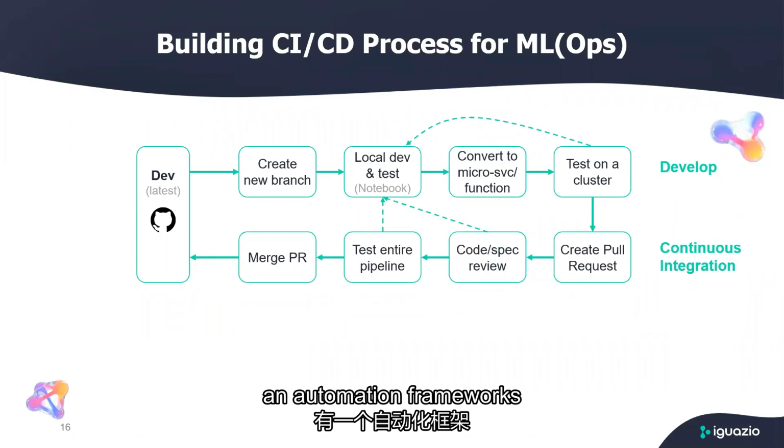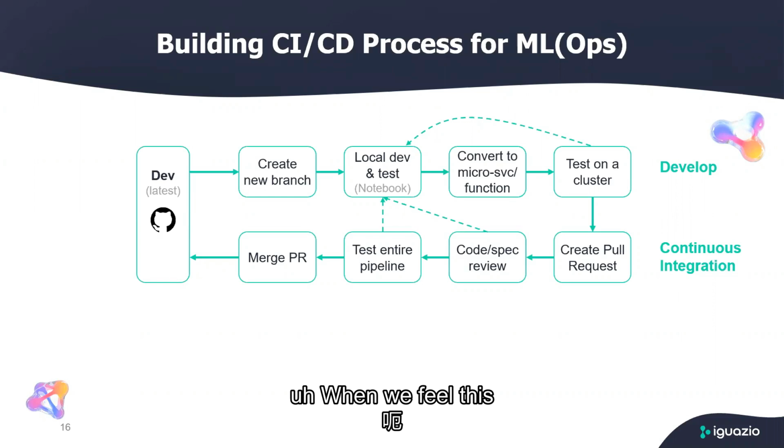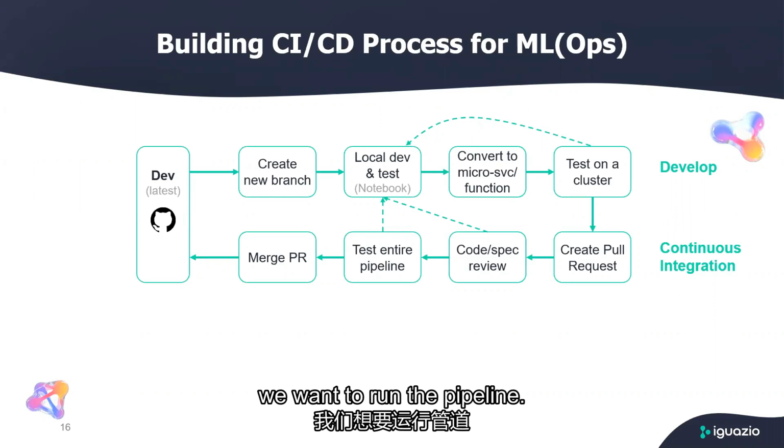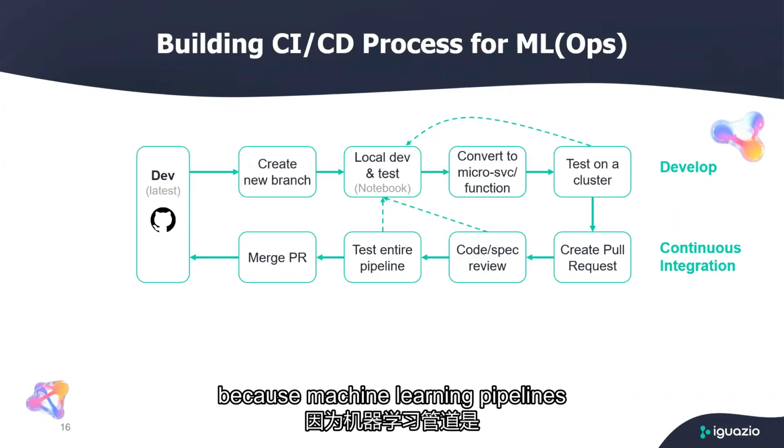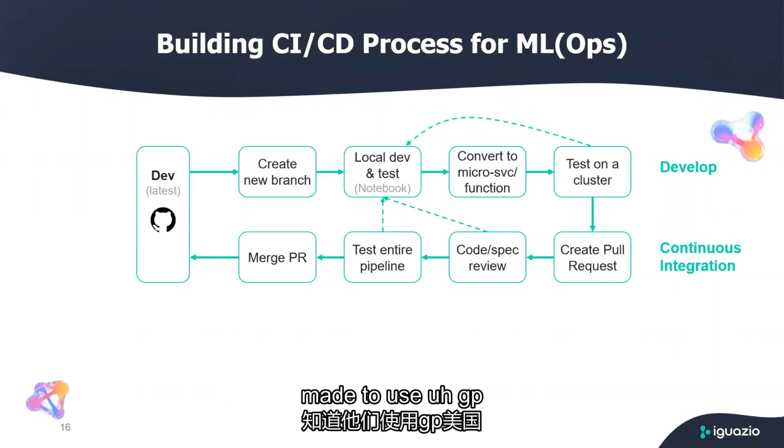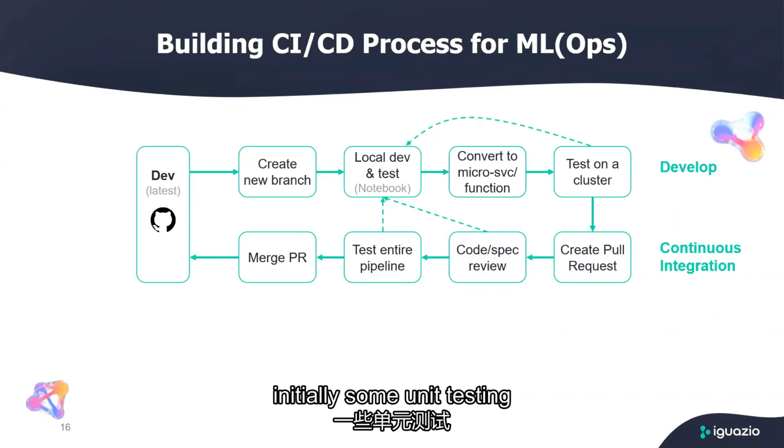There's automation frameworks that examine our Python code for code inspection, maybe visual review. When we feel this is ready, we want to run the pipeline. We don't necessarily want to run the pipeline immediately because machine learning pipelines are expensive. They may use GPUs and other things. So we want to run initially some unit testing and then run the entire pipeline. We can do that from a pull request, as I'm going to demonstrate. And finally, if it's all passed and everything is great, we merge that pull request.